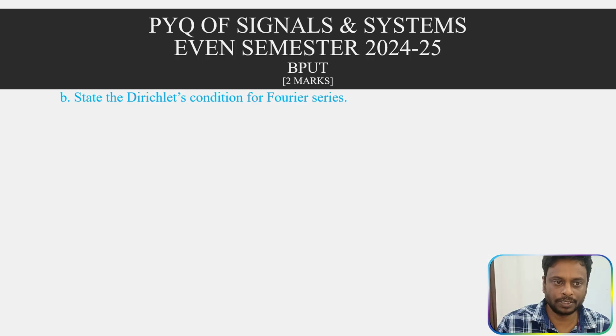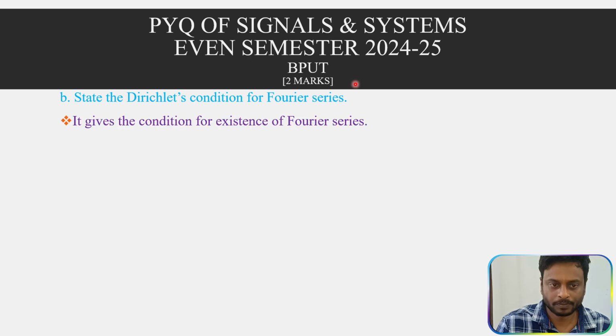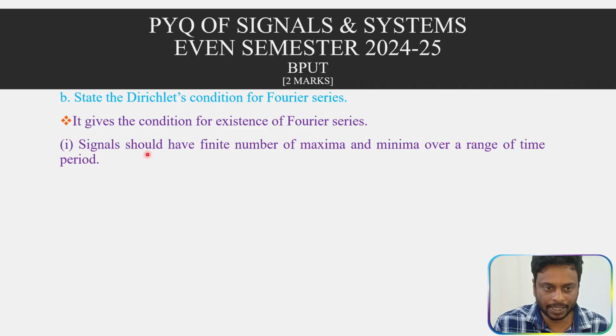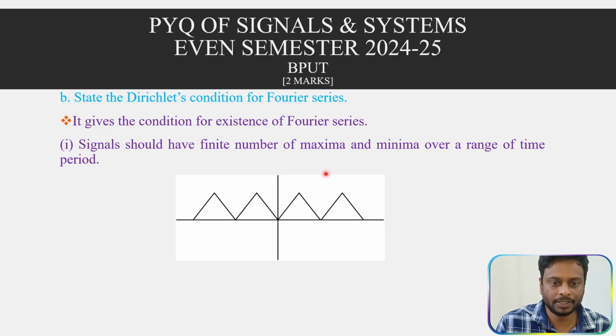The second question is to state the Dirichlet conditions for the Fourier series. These are the conditions for the existence of the Fourier series. The first condition is that the signal should have a finite number of maxima and minima over a range of time period. You can see in this example, these are the maxima and this is the minima.